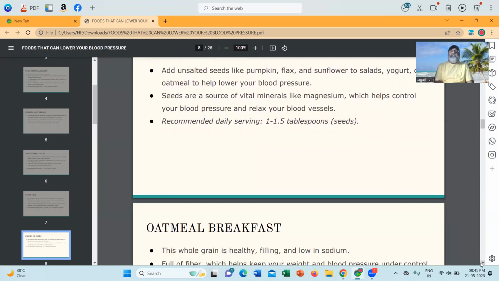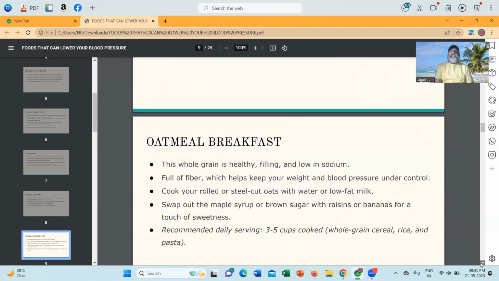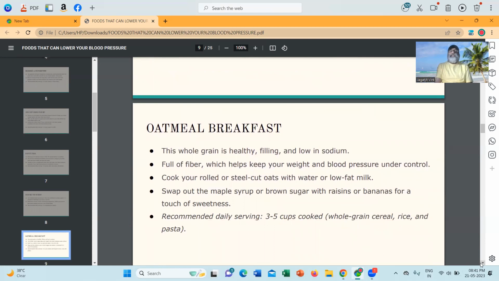Oatmeal breakfast. This whole grain is healthy, filling, and low in sodium, full of fiber, which helps keep your weight and blood pressure under control. Cook your rolled or steel-cut oats with water or low-fat milk. Swap out the maple syrup or brown sugar with raisins or bananas for a touch of sweetness. Recommended daily serving: 3 to 5 cups of cooked whole grain cereals, rice, or pasta.